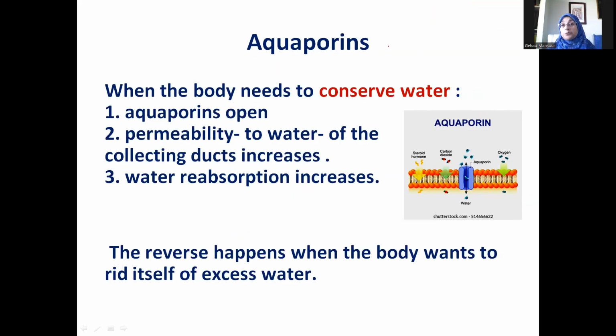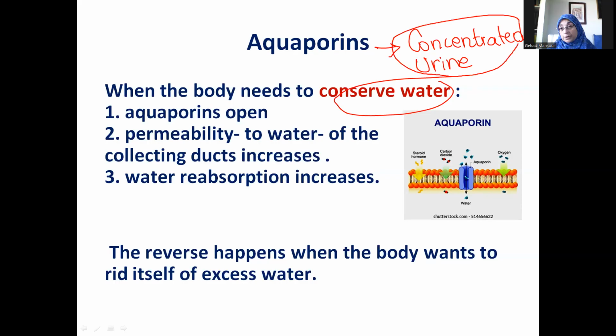Of course, aquaporins are important for conservation of water, and if you conserve water inside your body, it will lead to very concentrated urine. When it comes to the characteristics of urine, if all aquaporins are open in the collecting ducts, the urine will be very concentrated. And since aquaporins are under the effect of anti-diuretic hormone, this makes sense.